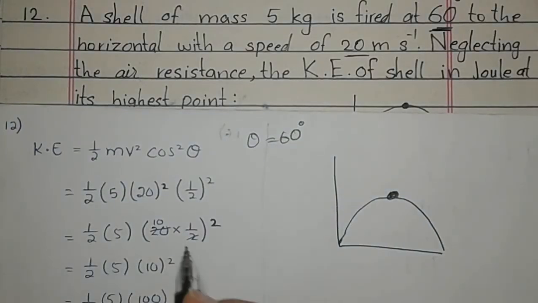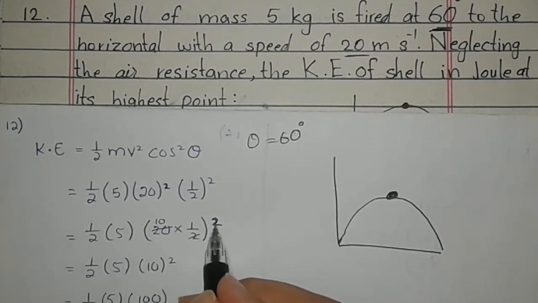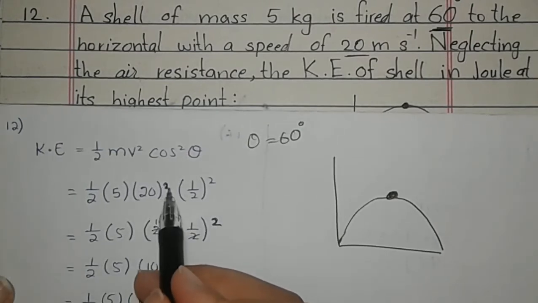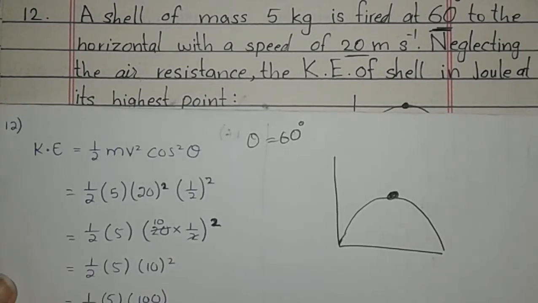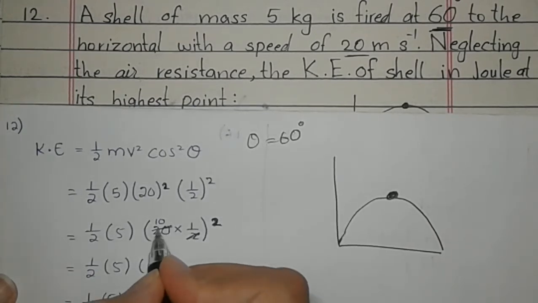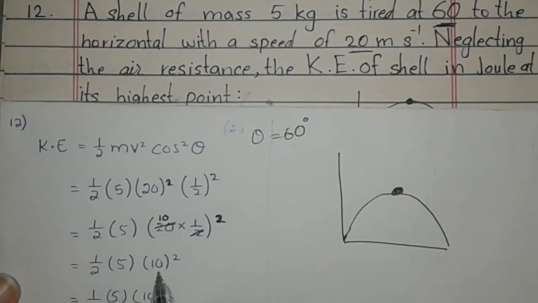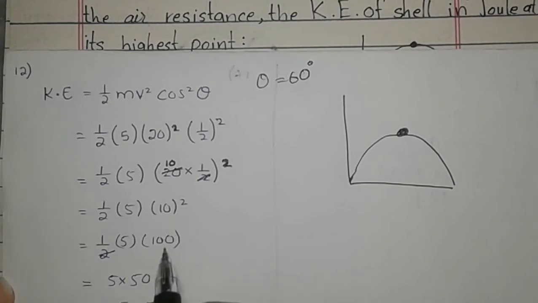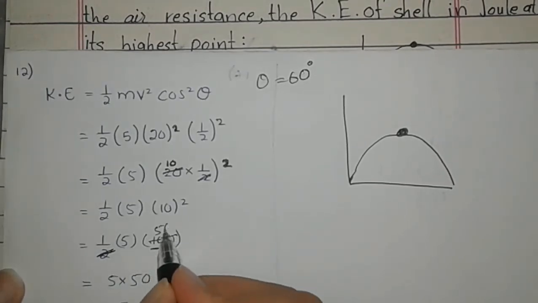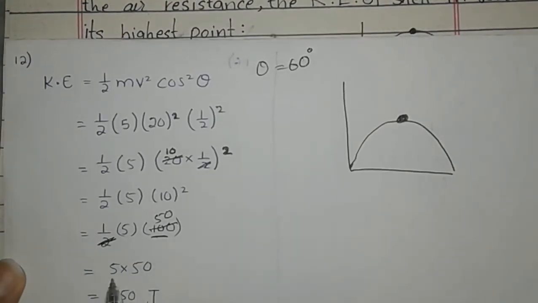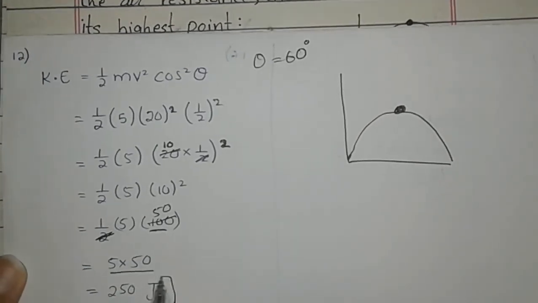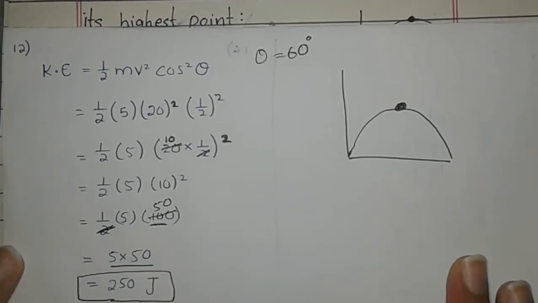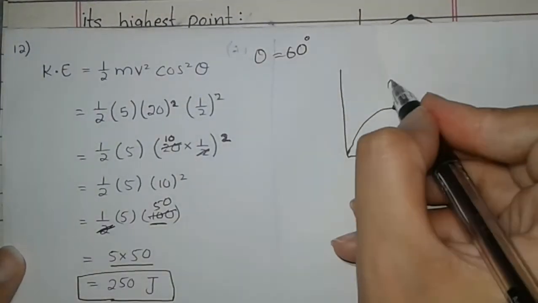Now look at here. I can write both like this: 20 multiply 1 over 2 and take the whole square. So I take it as a whole. Now 2 cutting here. 2 ones are 2 and 2 tens are 20. Now it will become like 10 square. So take the square of 10, it will become 100. Now 2 ones are 2 and 2 50s are 100. Now 5 multiply 50 is equal to 250 joules. So the answer is 250 joule. Kinetic energy at the highest point is 250 joule.